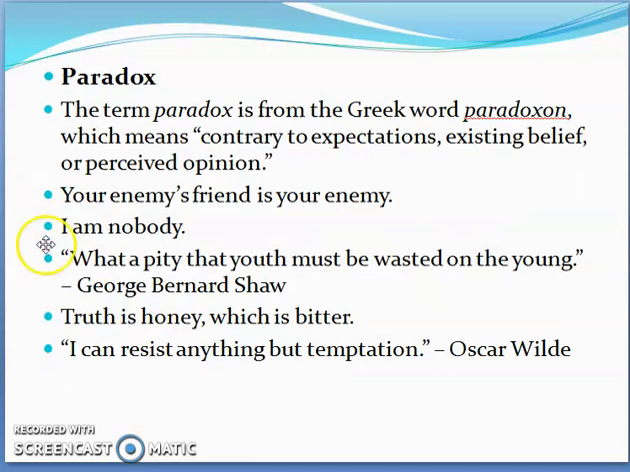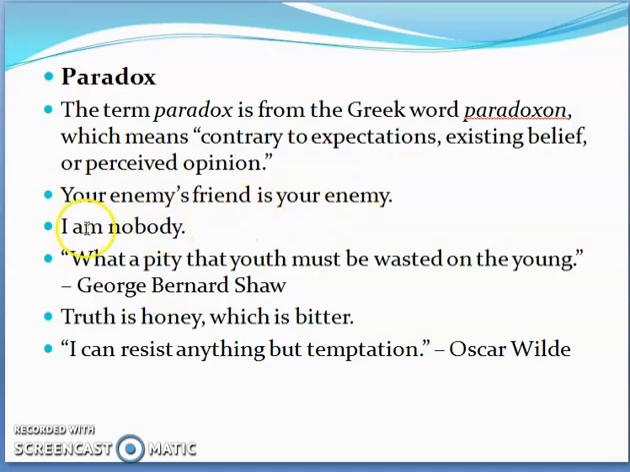And then paradox. Paradox has been taken from the Greek word paradoxon, which means contrary to expectation or opposite in meaning. So this happens when in a single line you have two opposite concepts coming together. For example, in this line: "Your enemy's friend is your enemy." Enemy and friend again are two opposite words. So when they come in one line, this is called paradoxical.